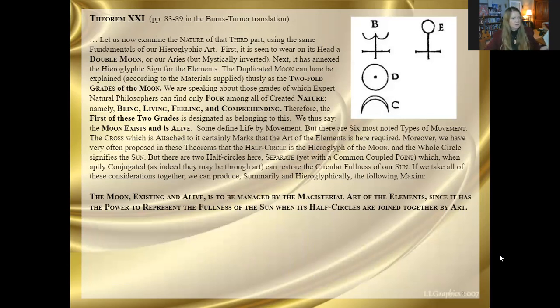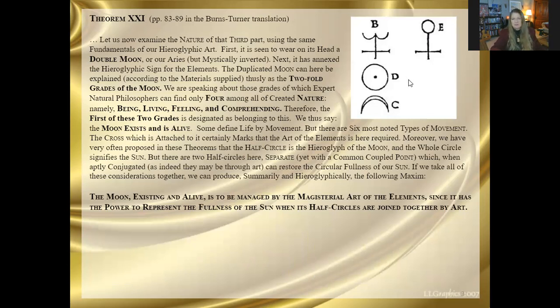This was in the translation I did with Nancy on page 85. This is a paragraph that begins, "Let us now examine the nature of the third part, using the same fundamentals of our hieroglyphic art. First, it seemed to wear on its head a double moon." We've talked about what all of these parts labeled B, D, and C are.